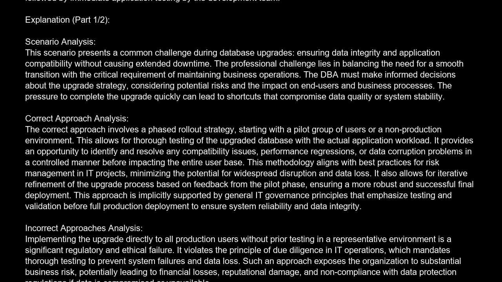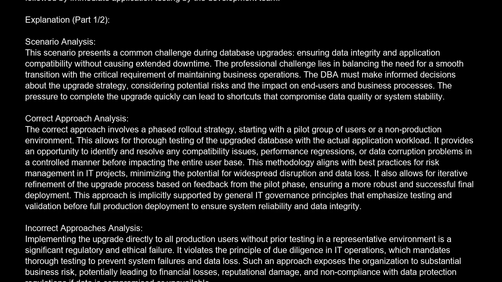The correct approach involves a phased rollout strategy, starting with a pilot group of users or a non-production environment. This allows for thorough testing of the upgraded database with the actual application workload. It provides an opportunity to identify and resolve any compatibility issues, performance regressions, or data corruption problems in a controlled manner before impacting the entire user base.